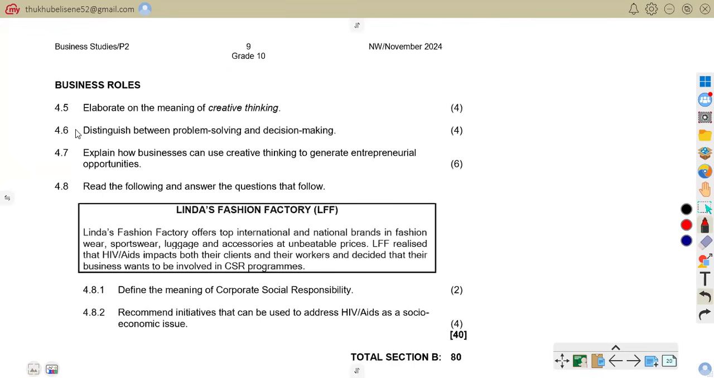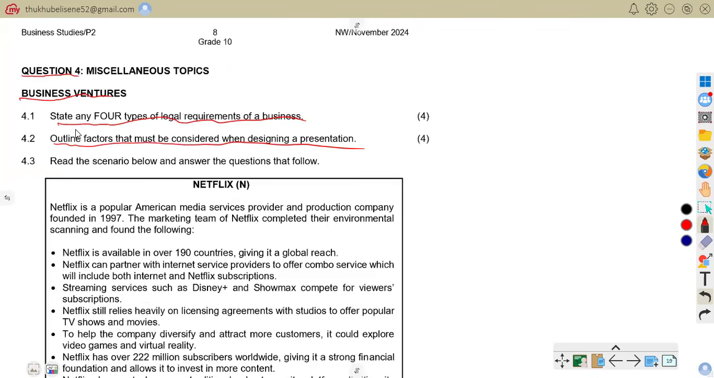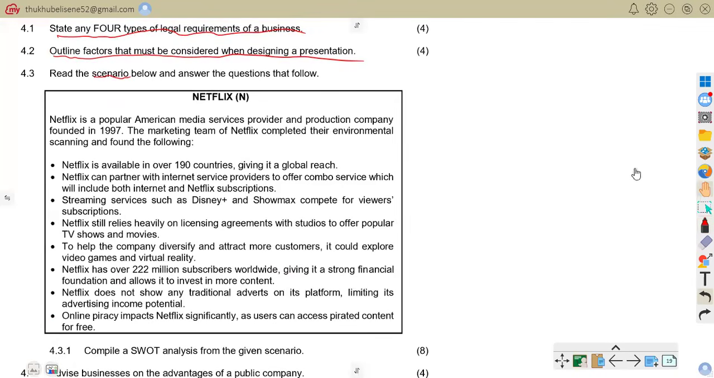So let us move on to another question. 4.3. Now 4.3 takes us to the scenario. So the scenario reads as follows, whereby we are going to read about Netflix. So Netflix is a popular American media services provider and production company founded in 1987. So the marketing team of Netflix completed their environmental scanning and found the following. Netflix is available in over 190 countries, giving it a global reach.